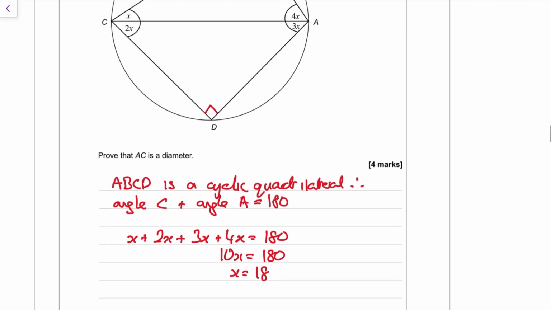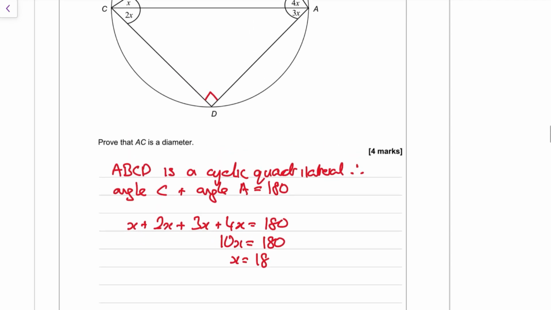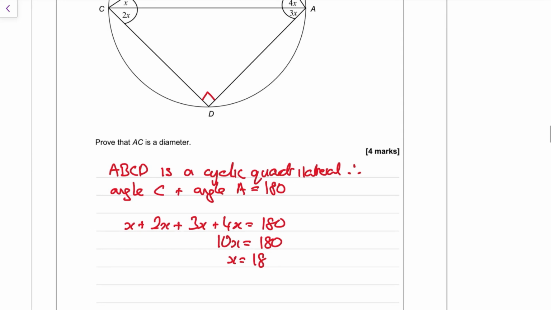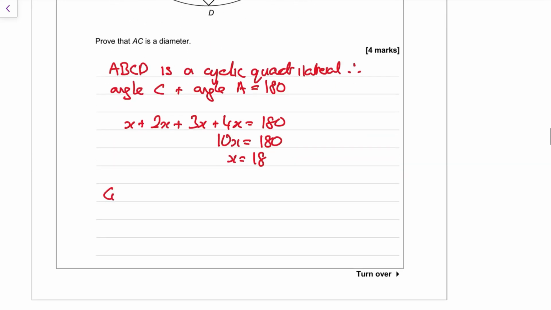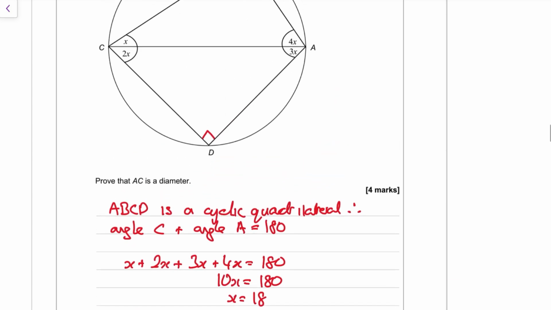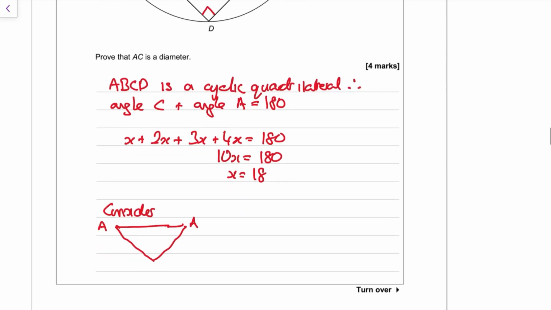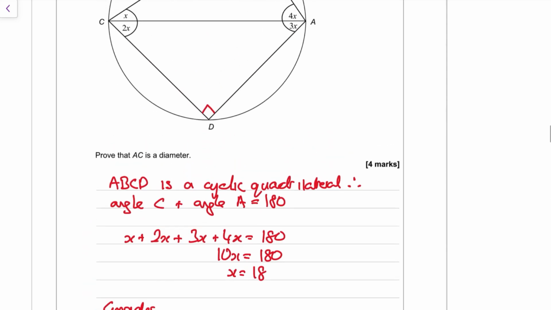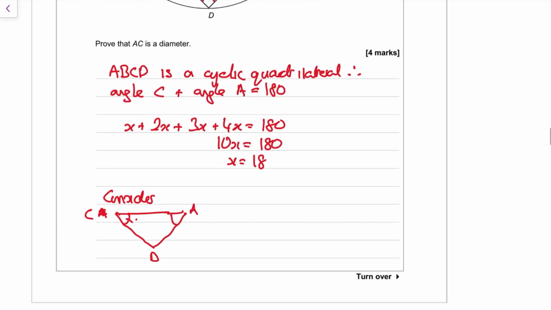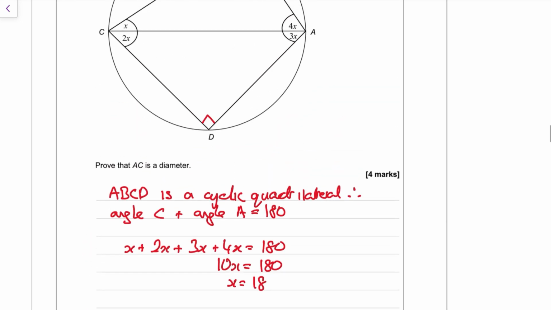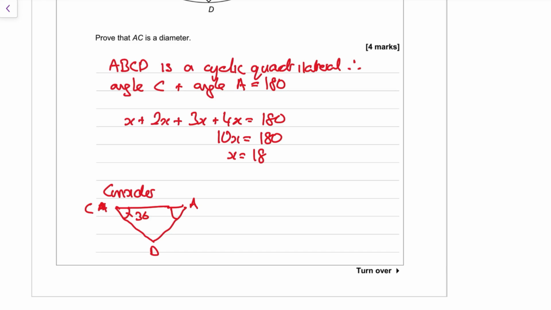Right, now consider one of the triangles. Let's consider triangle ACD. So I'm going to roughly sketch it. It doesn't really matter if I'm accurate. So consider ACD. So A, what's my order? I know it's the other way around. ACD. And this we now know because 2x is 36 and 3x is 3 times 18, which is 54.